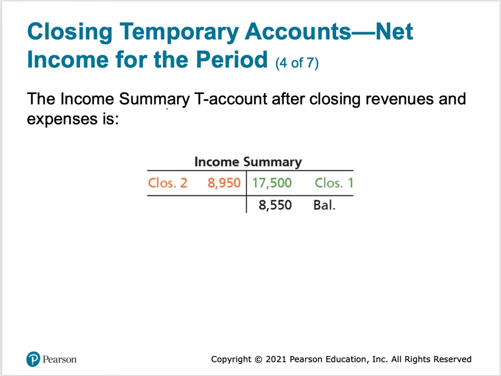And so then you see when that's posted to the income summary T account, it gives us a credit balance of $8,550. And this means that we had a net income. If it would have been a debit balance, that would have meant that we had a net loss.